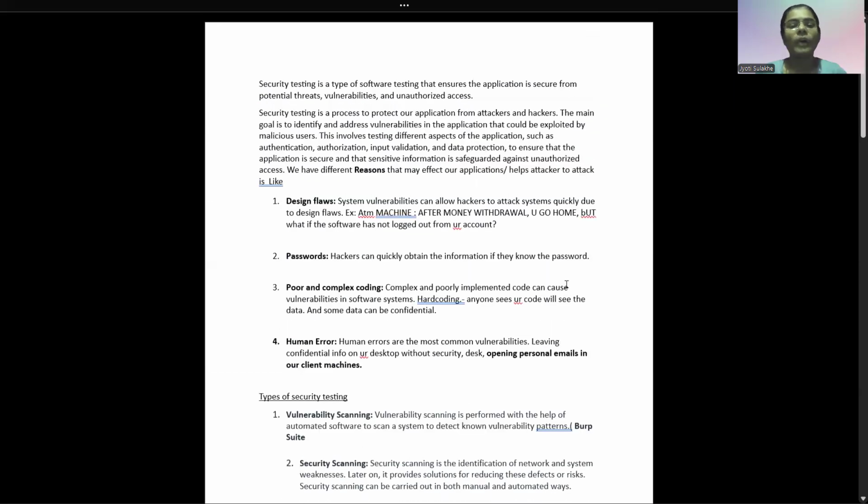So that is all about security testing. Security testing is very important for users and also for the company, because if we do not complete security testing, attackers or hackers can easily attack our application and access our confidential information, like users' information, passwords, IDs, or anything. That is the reason security testing is very important for any application. Thank you.